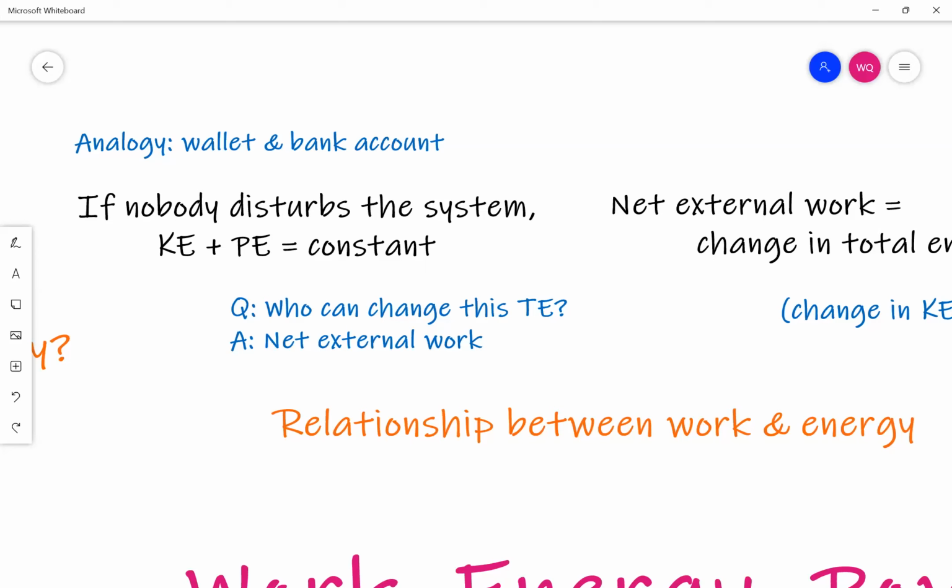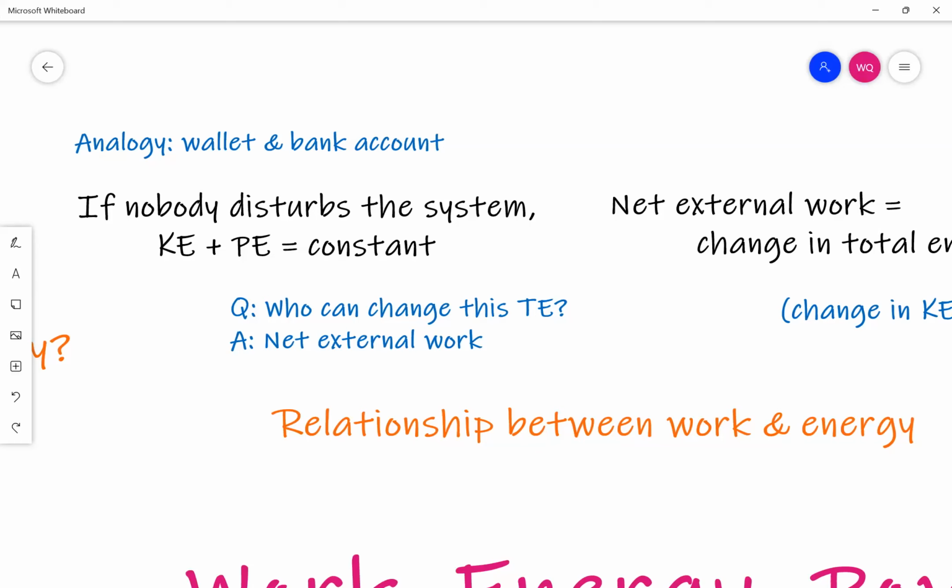Because you have done nothing to spend it, and you have done nothing to earn more. So if nobody disturbs your total wealth, like people eyeing your money, wanting to borrow from you, or you never want to spend, then you will always have the same amount. And what are we referring to here? We're actually taking an analogy to KE and PE. If nobody disturbs the system, which is just the collection of the relevant things we want to study, then the KE plus PE will just be a constant.